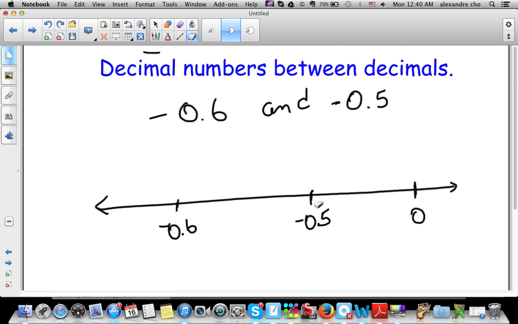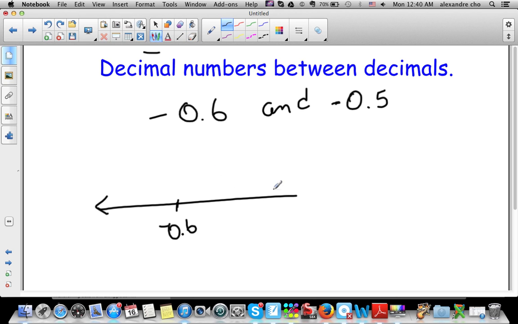Let me just erase this because I don't need it like that. So the only thing you had to be careful with is that 0.5 does not come here, and 0.6 when it's negative, it's backwards, huh? So you're starting at 0. If you're walking from 0 and you're walking this way, 0.1, 0.2, 0.3, 0.4, 0.5, and then 0.6 is going to be that way, okay? It increases as you go left. So you have to be careful here. So negative 0.5 and negative 0.6, you want numbers in between them.